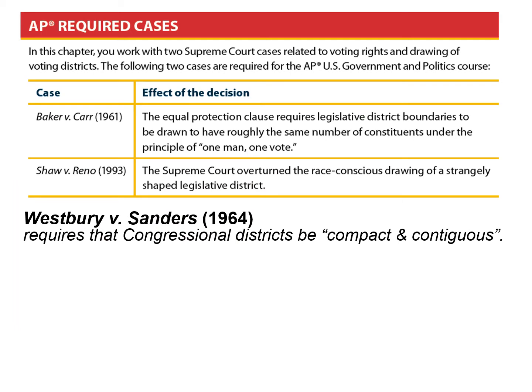Okay, and then going back up to the case in between Baker versus Carr and Shaw versus Reno, Westbury versus Sanders. This case came about 2 years after Baker versus Carr, and it required that congressional districts be compact and contiguous. In other words, you cannot have one district within a district. That's silly.